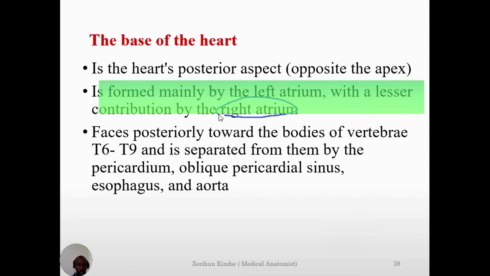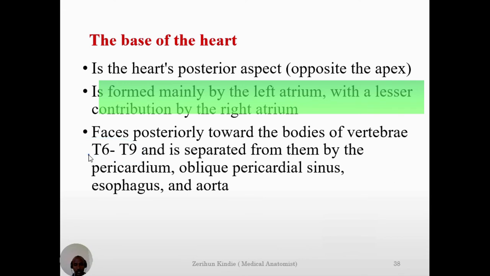If you count the base of the heart by vertebral number, we can get the base of the heart from T6 up to T9. When we see the fixed number of the vertebra, we can get the base of the heart at the level of T6 up to T9.